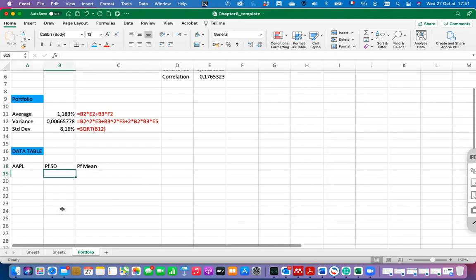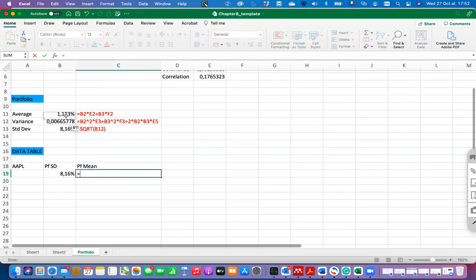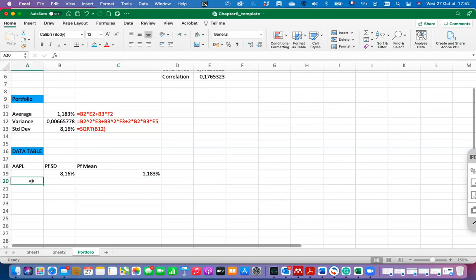Now go here. So equal, and you go to the standard deviation formula. See, you click on it, B13. Enter. Then the portfolio mean, which is B11, is the average portfolio return. So this result is when we have 50% invested in Apple and 50% invested in Google. Now we have to vary these proportions. For example, we can start by minus 0.5.